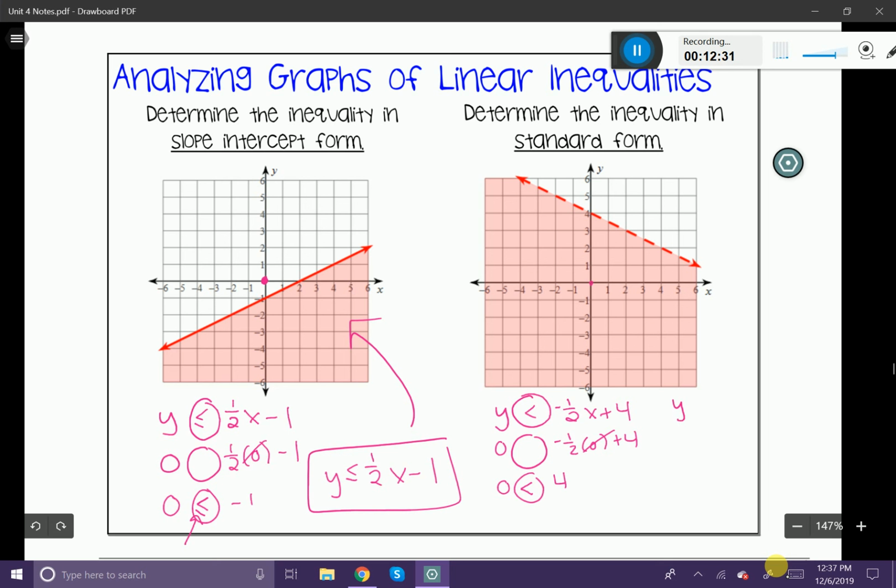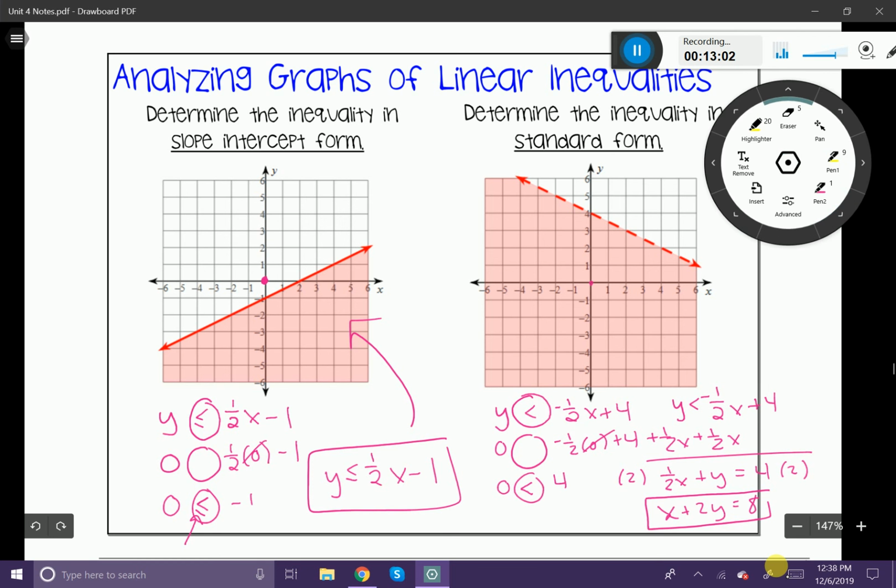Now, I'm not done with this problem, and the reason is it's in slope-intercept form, and I want it in standard form. So let's go ahead and transfer it into standard form. I'm going to add 1/2 x to both sides, and then I'm going to multiply both sides by 2. And here is the equation. I'm sorry, I forgot to change my symbol here. Whoops. Let me go back and do that. I accidentally wrote an equal sign. Not sure why I did that.